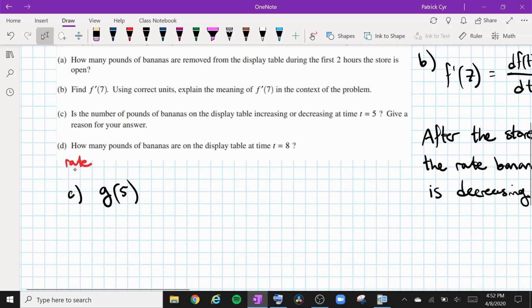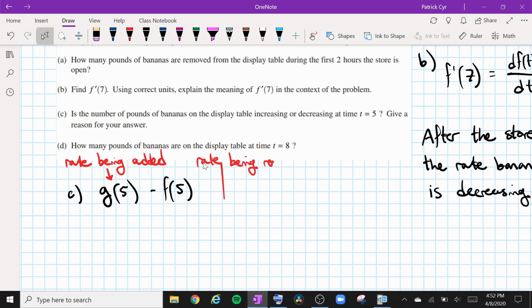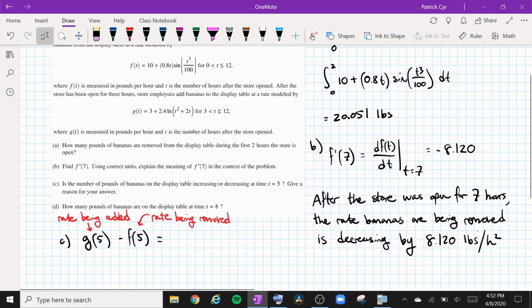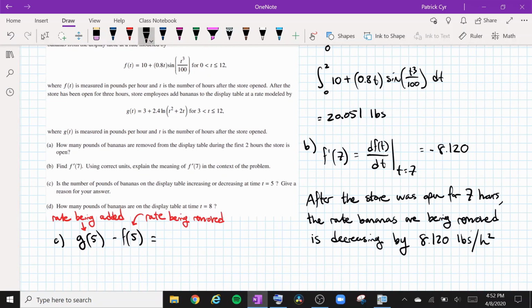So this is the rate being added. And we're going to subtract this with the rate at which the bananas are being removed. Rate being removed. And so we're going to plug 5 into this function here, and then plug 5 into this function here, and then compare the two values.